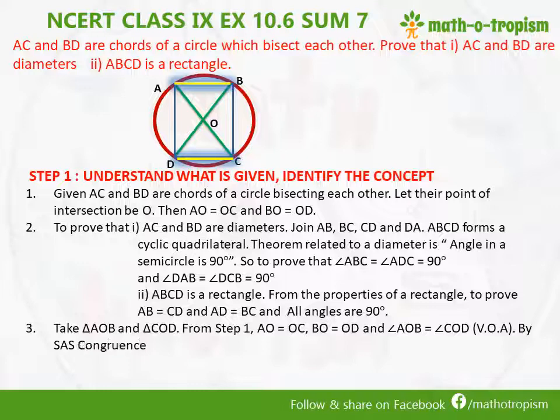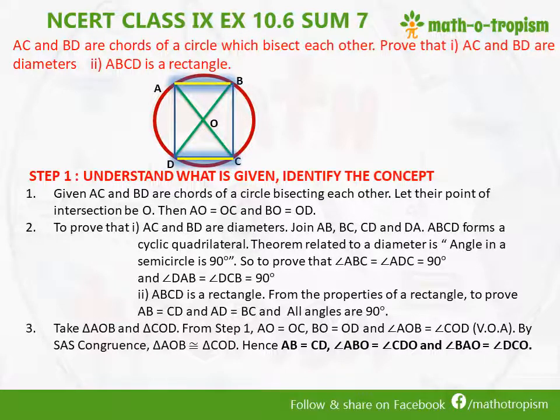So by SAS congruence we can show that triangle AOB is congruent to triangle COD. Once we have shown that they are congruent, AB will be equal to CD, that is the opposite sides are equal, and angle ABO will be equal to angle CDO and angle BAO will be equal to angle DCO. Next we will take similarly the triangles AOD and COB.